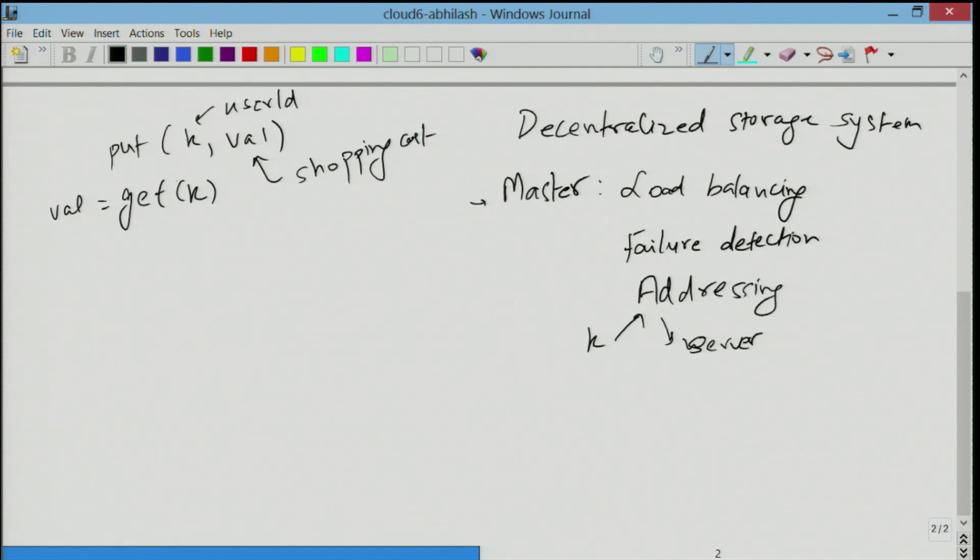But now we would like to do all of these things without having any master. So we would want to do load balancing, failure detection, and finding out where the key is, without any master.